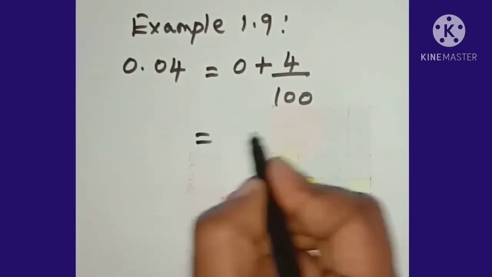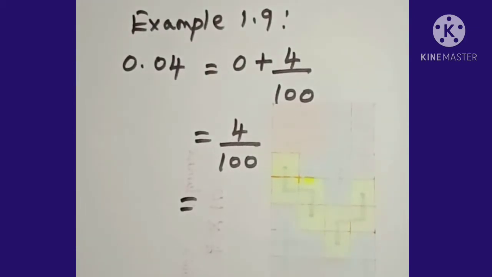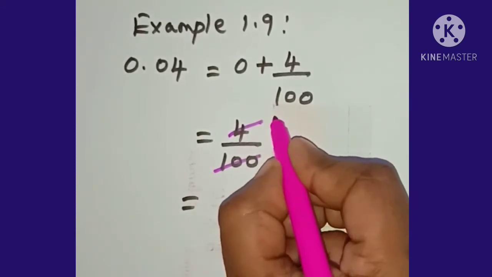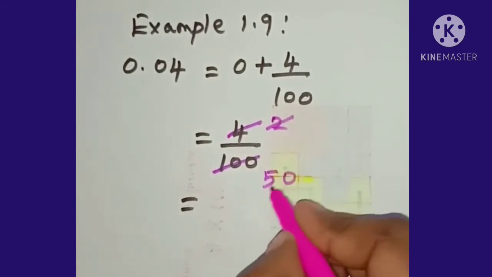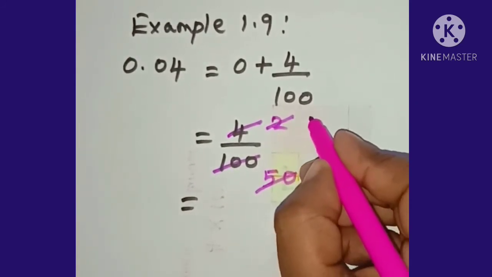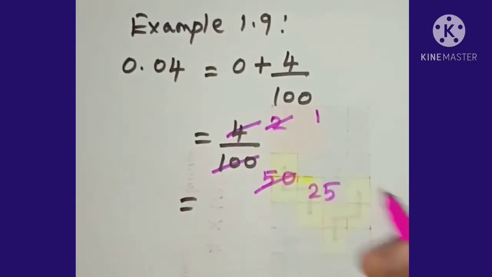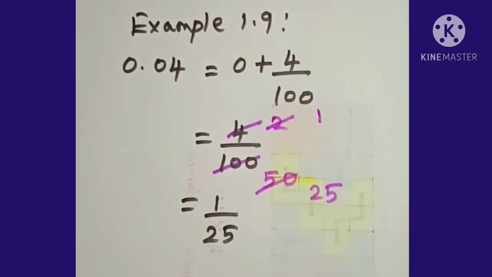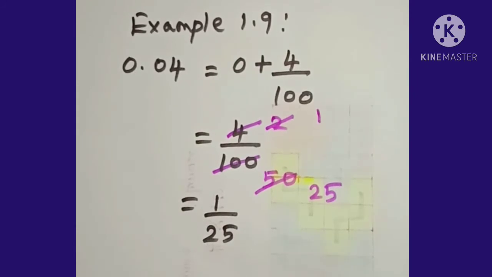400th. So that is 4 by 100. Here we can cancel 4 and 100 by using the 2 table. That is, here it is 2 times, and here it is 50 times. And again, when we cancel 2 and 50 by using the 2 table, in the numerator it is 1 time and in the denominator it is 25 times. So 1 by 25 is the required fraction, which is the simplest fraction of the given decimal number 0.04.